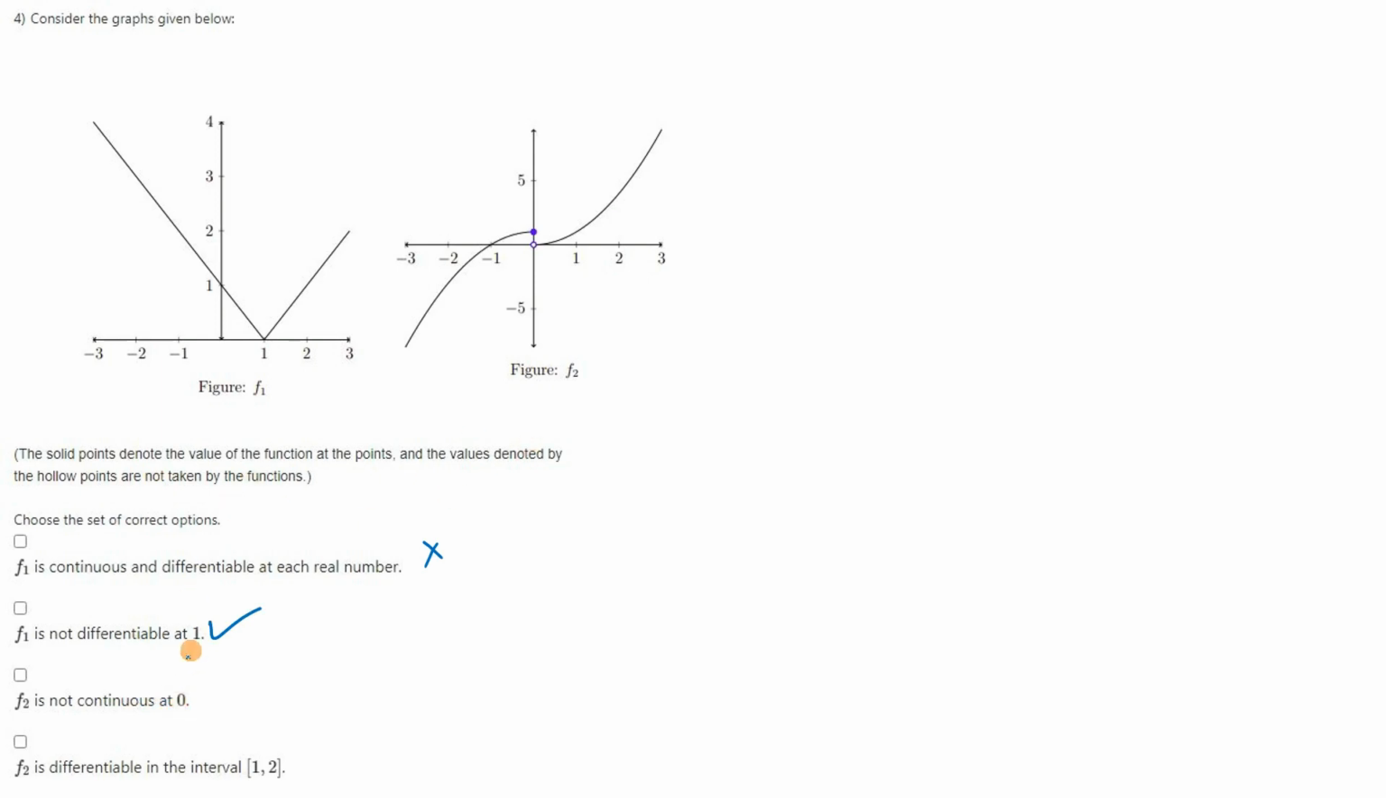We have f2 is not continuous at 0. Yes, so at 0 the left hand limit and the right hand limit are approaching two different values, so this is not continuous at 0.